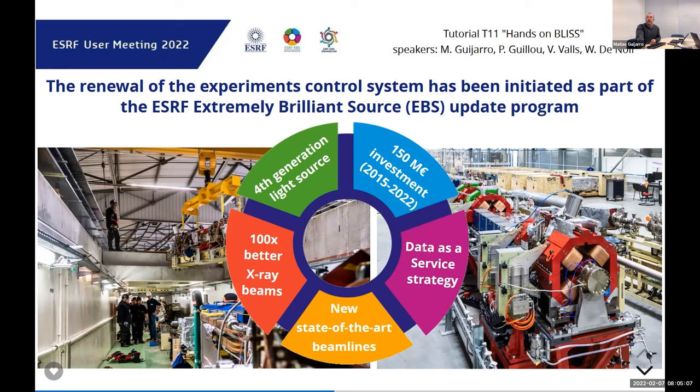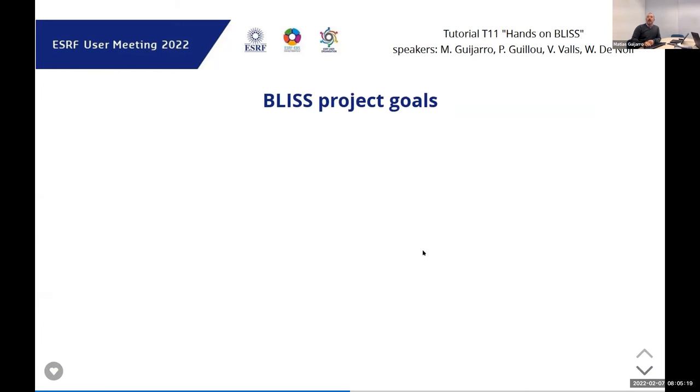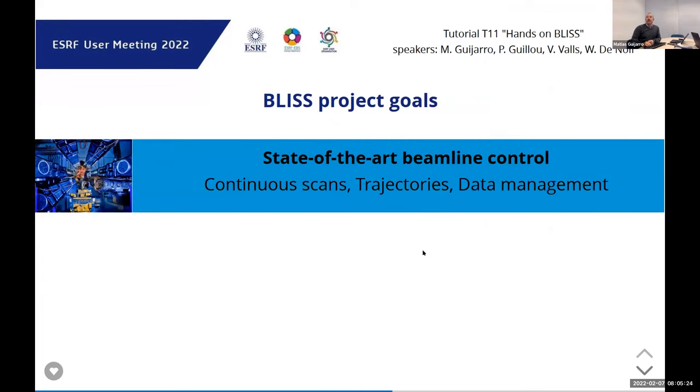And there is a whole strategy for data as a service and improving our software as well as the whole ESRF impact. So if we want to have a little overview of BLISS, I can tell you about the project goals. The BLISS project goals are to have state-of-the-art beamline control, which means the best scans we can do with the beamline hardware, continuous scans, trajectories, and also having real data management, which is very important, and we'll talk about that at the end of this tutorial.